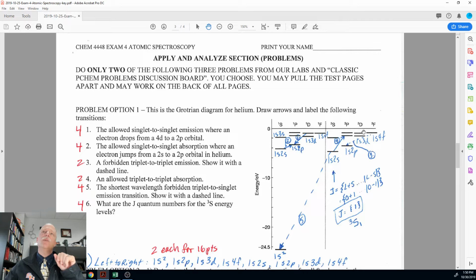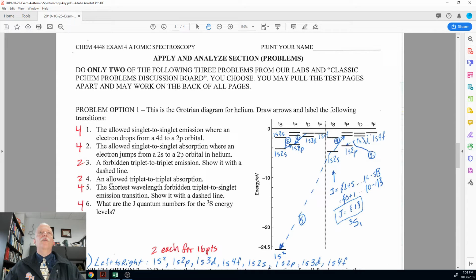Well, because it's jumping 2 columns. And so we have a change in the L quantum number of 2. And that takes 2 units of angular momentum, and light only has 1 unit of angular momentum. So jumping 2 columns is forbidden in these Grotrian diagrams. So going from a triplet F to a triplet P is forbidden. So draw it with a dashed line. Draw the arrow down here because it's emission.